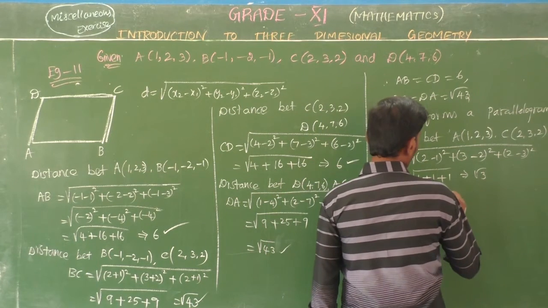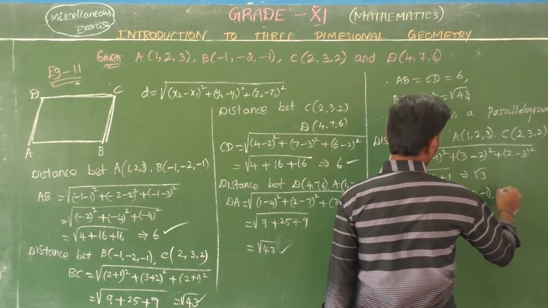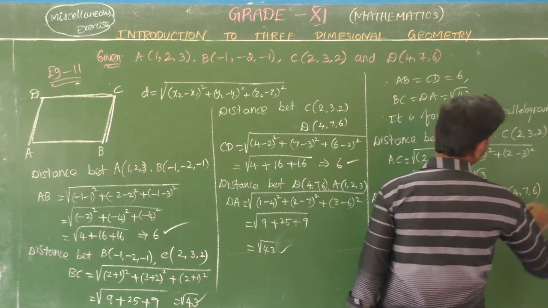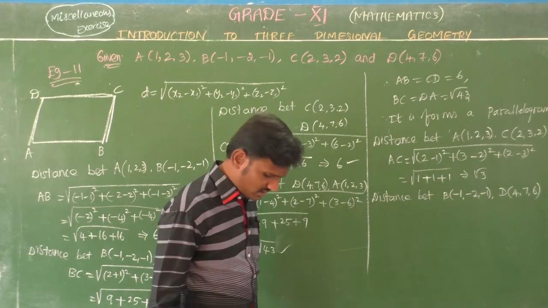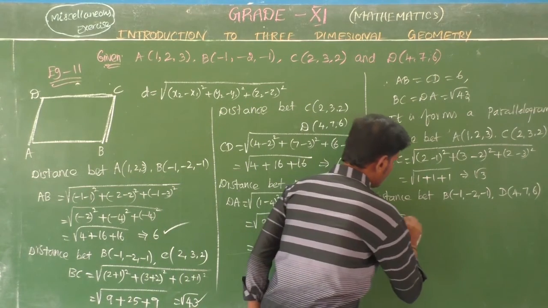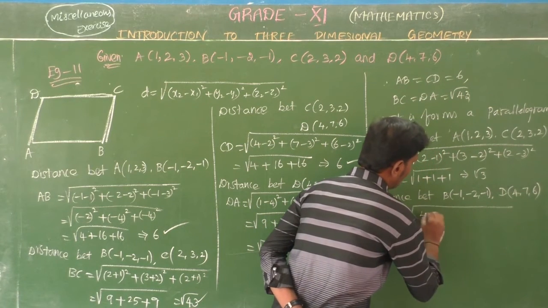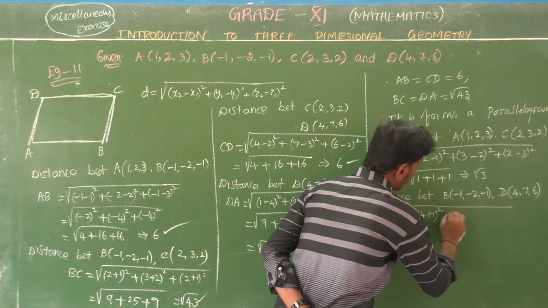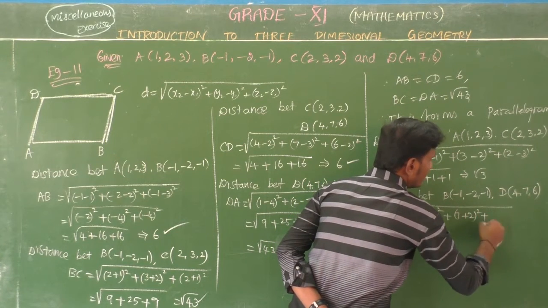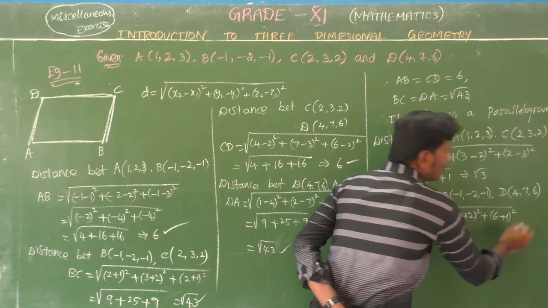So the point B is (minus 1, minus 2, minus 1). Then D is (4, 7, 6). Okay, yes. Now BD is equal to square root of x2 minus x1, meaning (4 plus 1) the whole square plus (7 minus into minus, plus 2) the whole square plus (6 minus into minus, plus 1) the whole square.